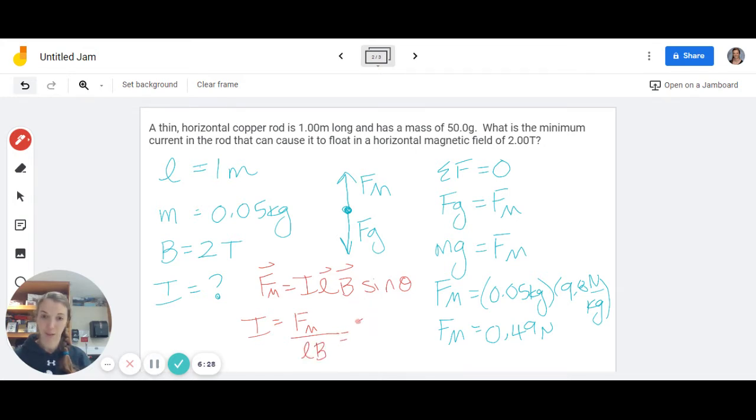And then I can plug in my numbers, 0.49 newtons divided by 1 meter times 2 Tesla. And I am left with a current of 0.245 amps. It's supposed to be an A, which is the answer. Great. So let's do one more.